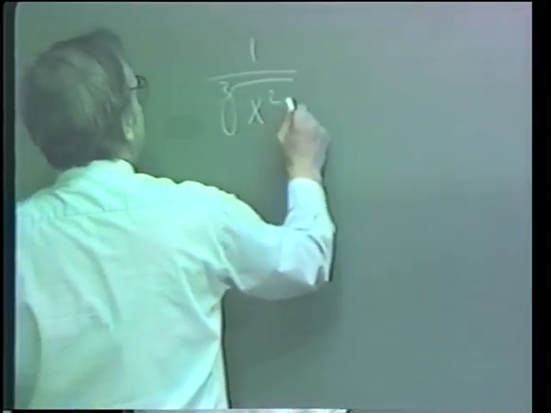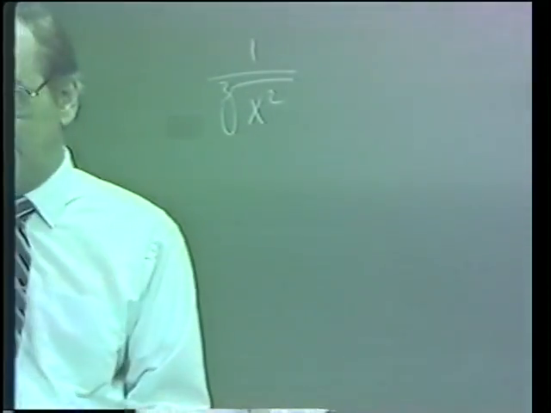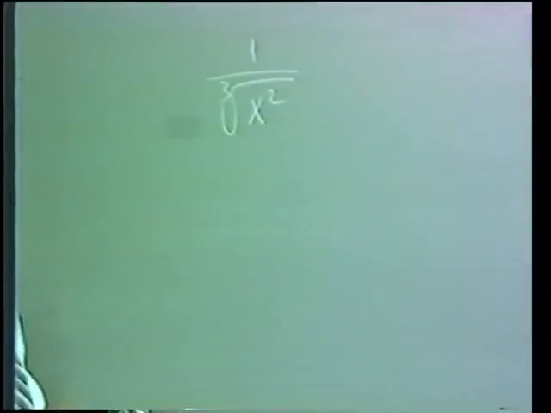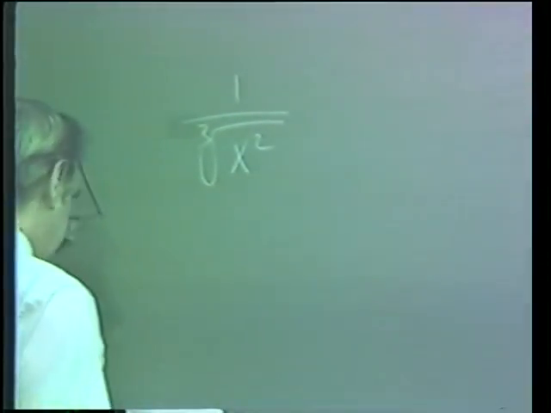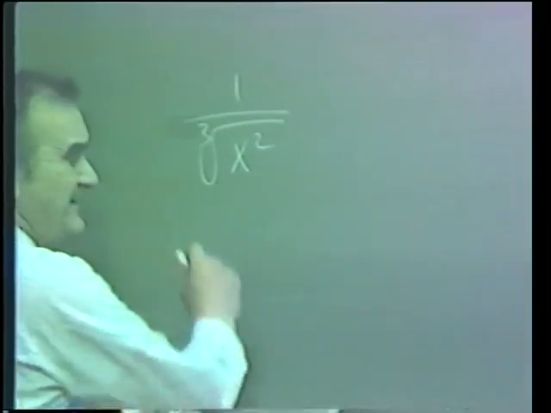Problem number 45 on page 162? Yeah, 162. Okay, let's take a look at that. It says 1 over the cube root of x squared. Now what we have to do is rationalize that denominator. We want to get everything out of that radical.